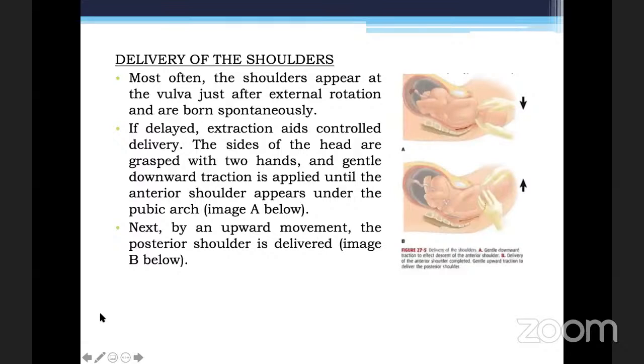Delivery of the shoulders. Most often, shoulders appear at the vulva just after external rotation and are born spontaneously. If delayed, extraction aids controlled delivery. The sides of the head are grasped with two hands and gentle downward traction is applied until the anterior shoulder appears under the pubic arch, as shown in image A. Next, by upward movement, the posterior shoulder is delivered, as shown in image B.